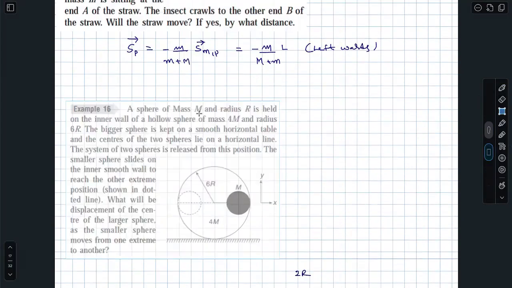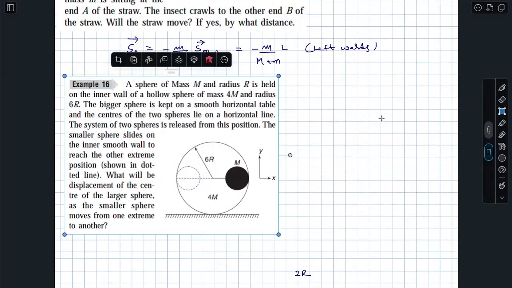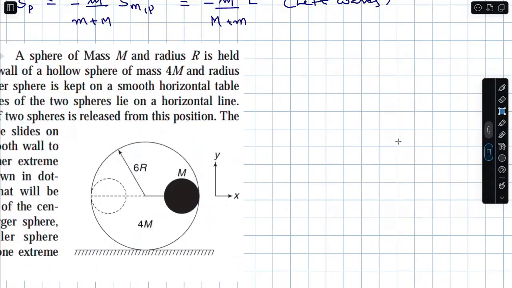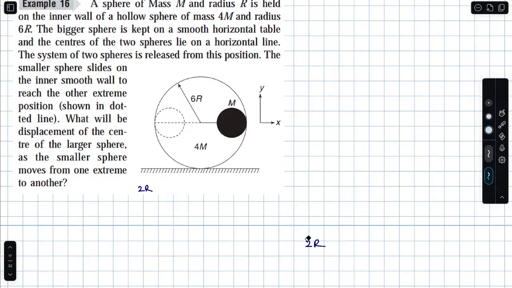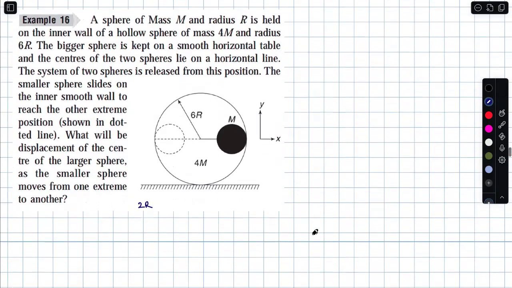Already we have done n number of problems on this. Now work on this, everyone. You should get the answer as 2 or so for this. Try, everyone try this. A sphere of mass... go through this.